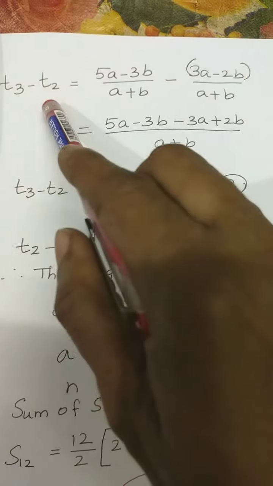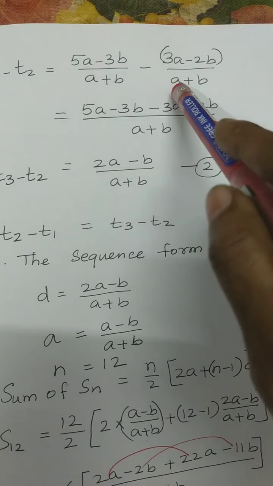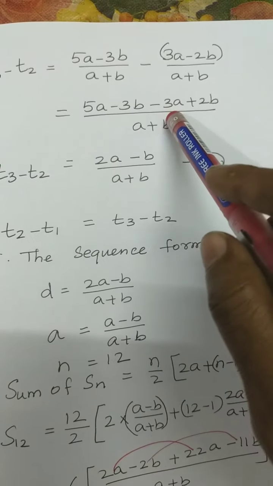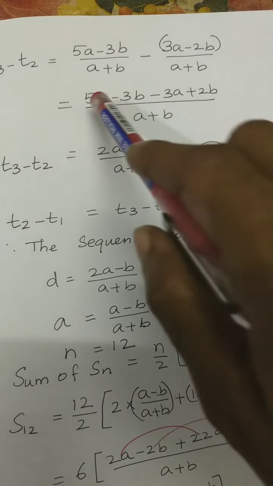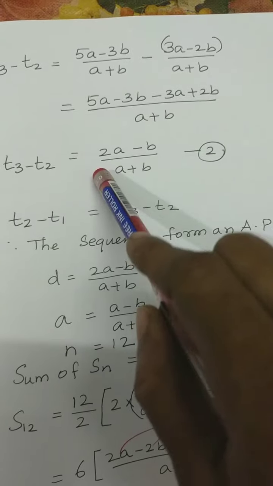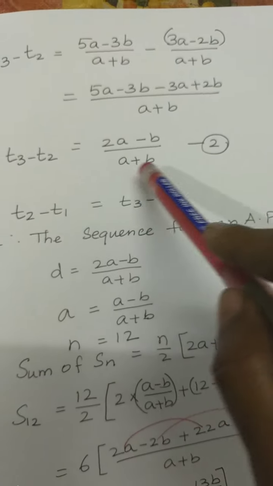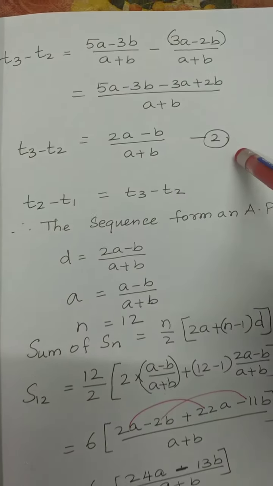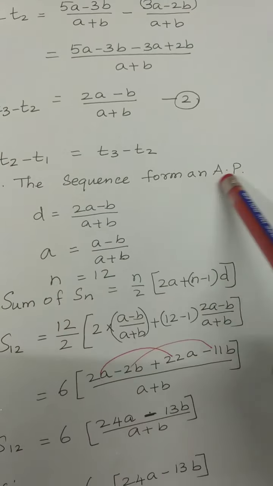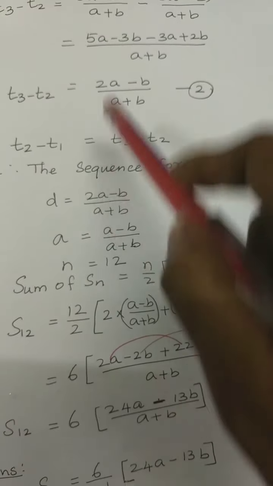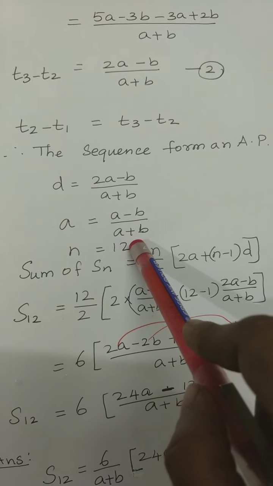Then T3 minus T2. 5a minus 3b by a plus b minus 3a minus 2b by a plus b. 5a minus 3b minus 3a, we have to multiply inside, plus 2b by a plus b. Then 5a minus 3a, 2a. Minus 3b plus 2b, minus b. So by a plus b. T3 minus T2. Both are equal. Both the answers are equal. So this sequence forms an AP. So D is equal to 2a minus b by a plus b. The first term is a minus b by a plus b.